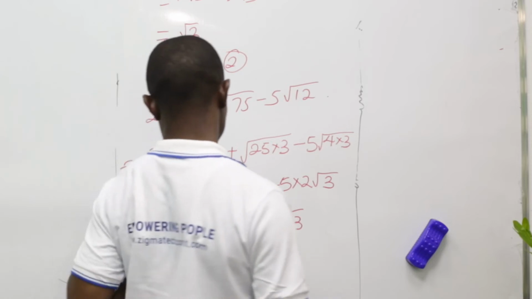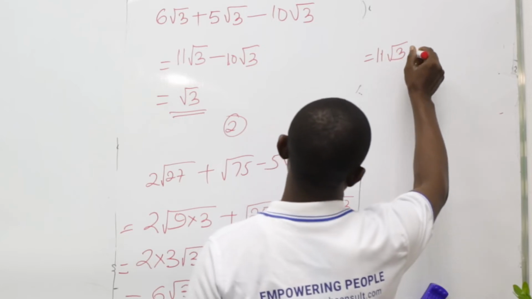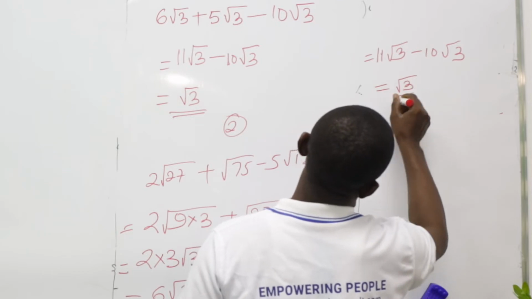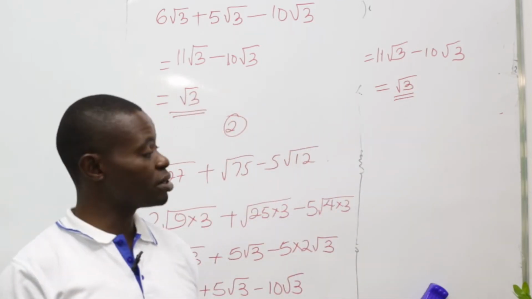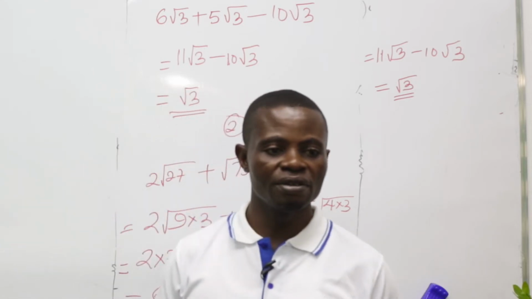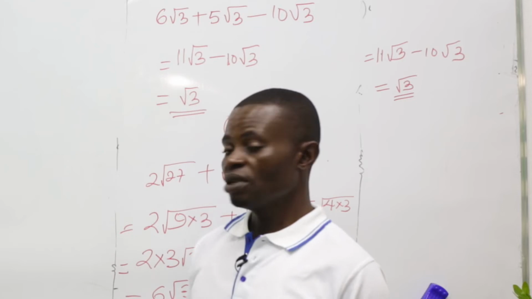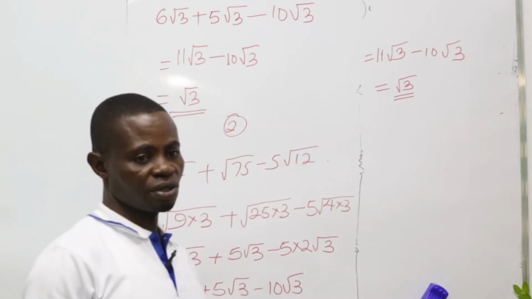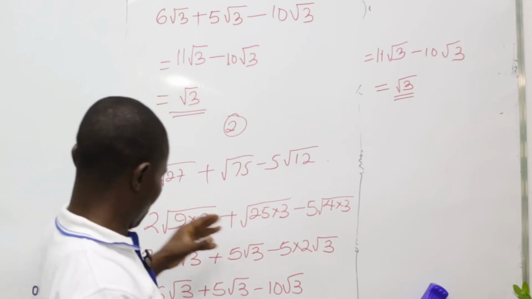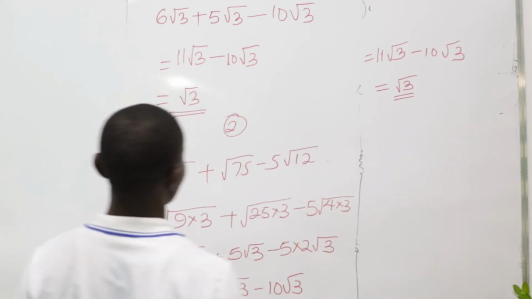So what do you have now? 6 plus 5 is 11 root 3 minus 10 root 3. So our answer is what? Root 3. Nothing called 1 root 3. You don't say 1 root 3, but you can say 2 root 3, 3 root 3, 7 root 3, 5 root 3, so on and so forth. That is all about the subtraction. After dealing with multiplication, we shall take more examples from our platform. Okay.